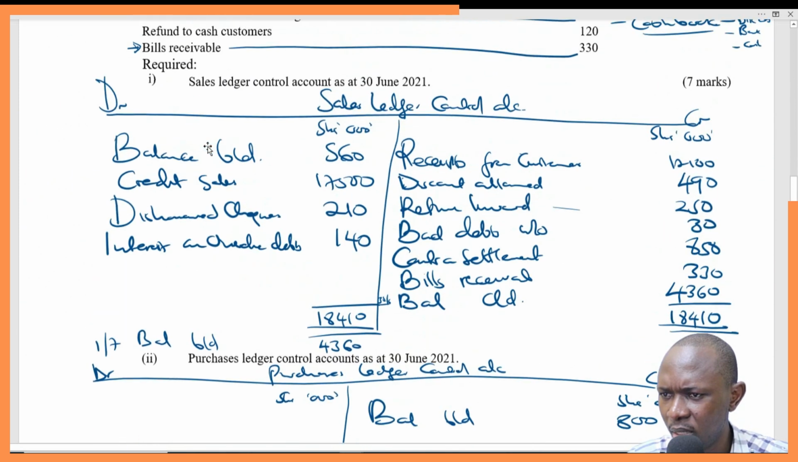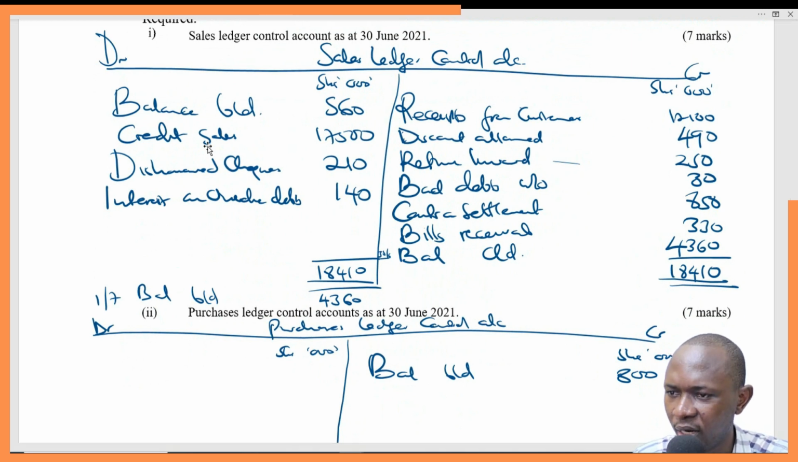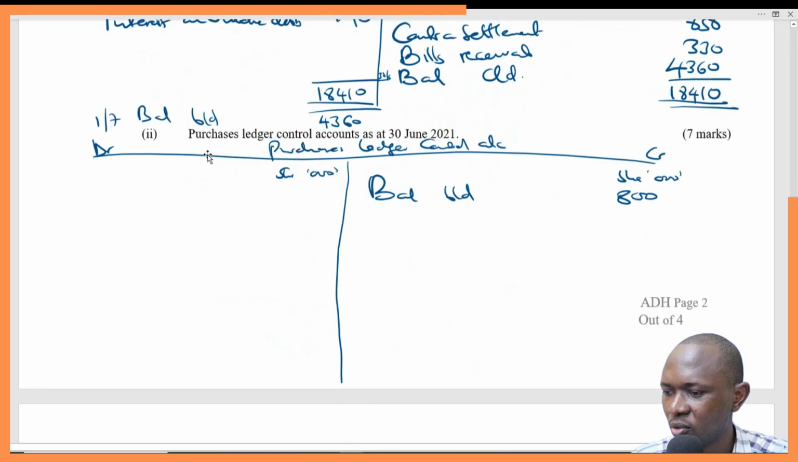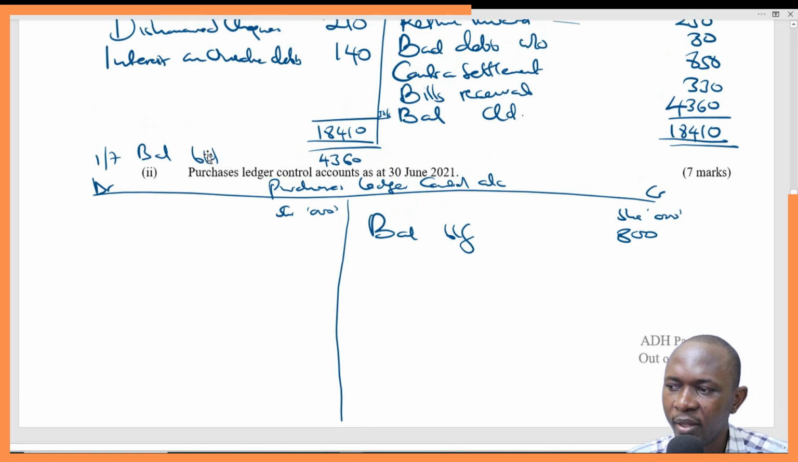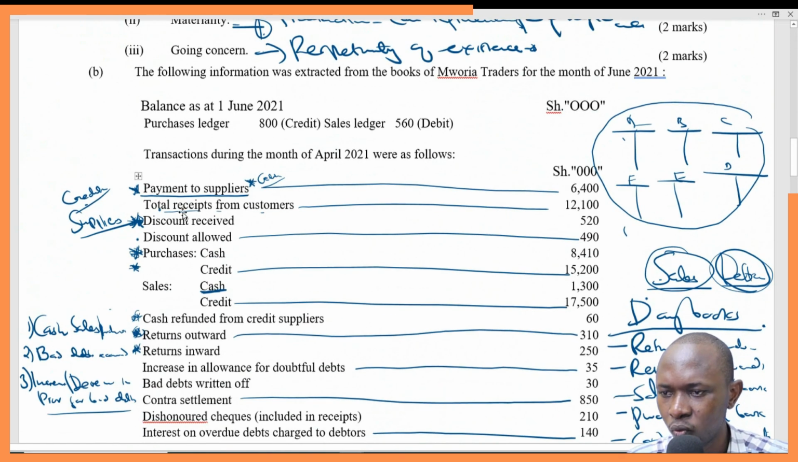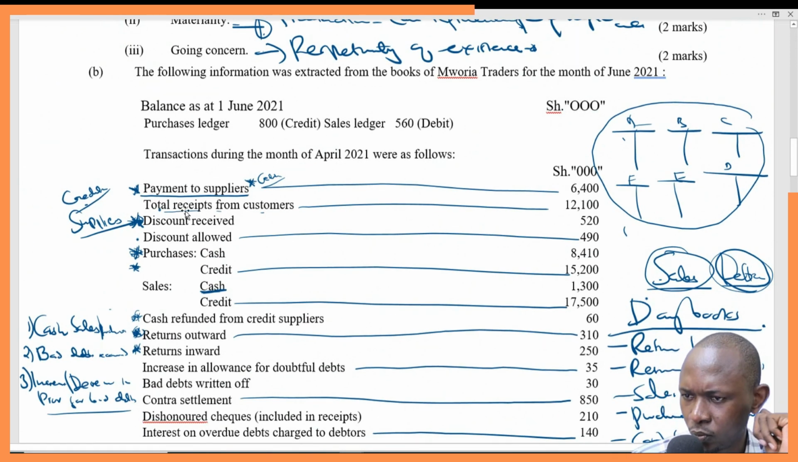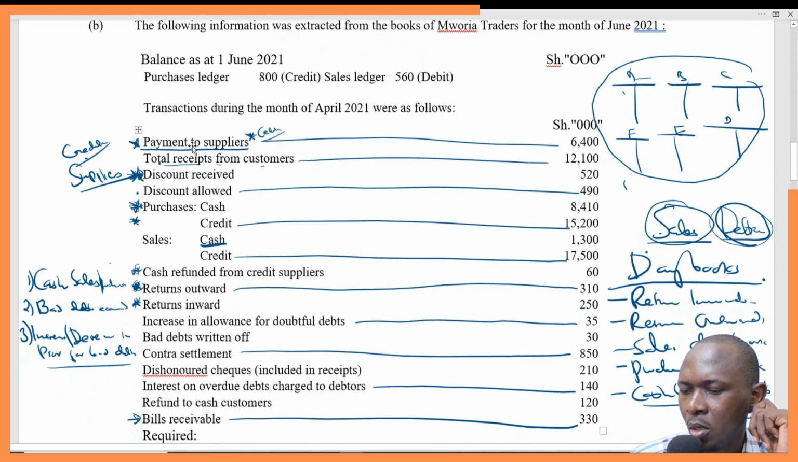Now this one will be, let's talk of brought forward. It's actually supposed to be brought forward, balance brought forward from the previous month. So this one will also be balance brought forward from the previous month. Sorry for that. Balance brought forward. Then go to payment to suppliers, 6,400. Payment to suppliers.